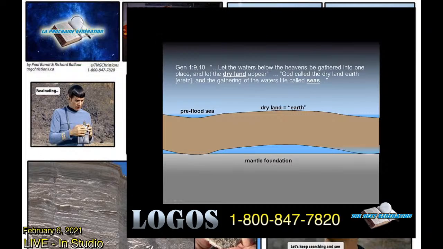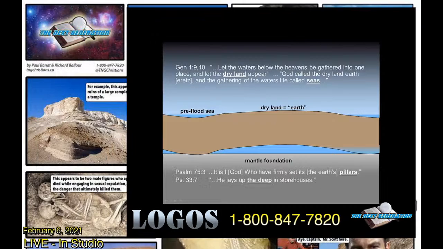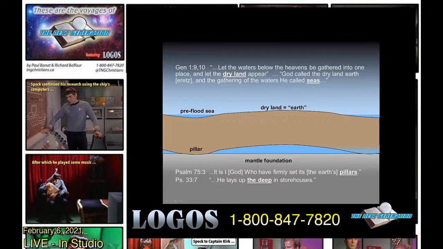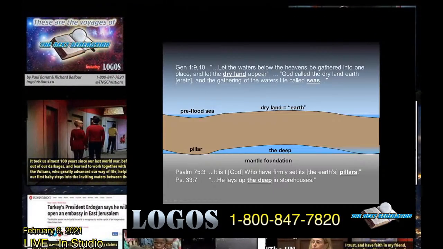Again, Psalm seems to add further description that matches with this concept. Psalm 75:3, "It is I who have firmly set its pillars." Remember Psalm 33:7 said that God laid up the deep in storehouses. It is important to note that the pillars themselves did not support the entire weight of the crust. Most of the weight was supported by the pressurized water of the deep.